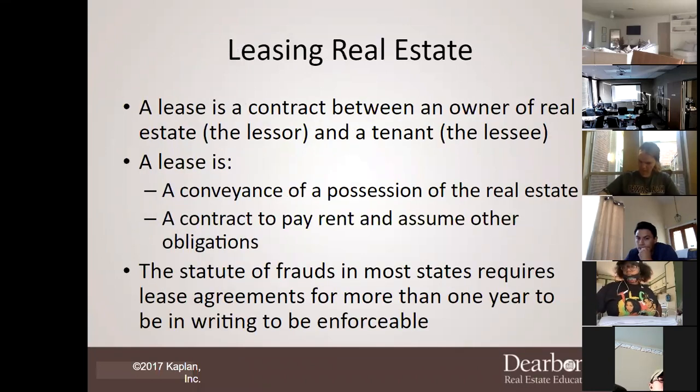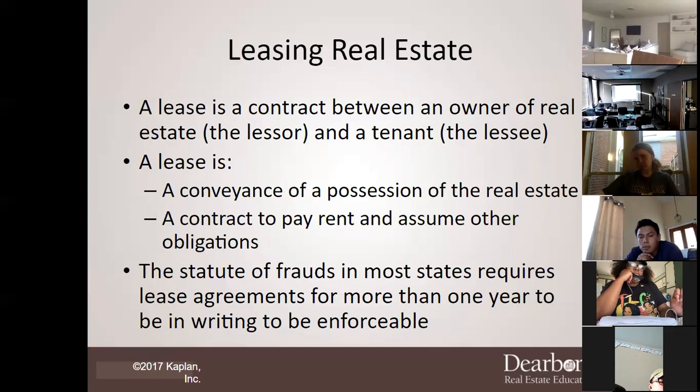Leasing real estate. Leasing is a little bit different. A lease is a contract between the owner of real estate, the lessor, and a tenant, the lessee. A lease is a conveyance of possession of real estate. Remember we talked about the bundle of rights? The owner keeps many of the other rights, but transfers the right to possess the property to the tenant. And it's a contract to pay rent and assume other obligations, such as maintenance. Some landlords will pay for maintenance, some won't, so you have to perform your obligations, whatever they might be.